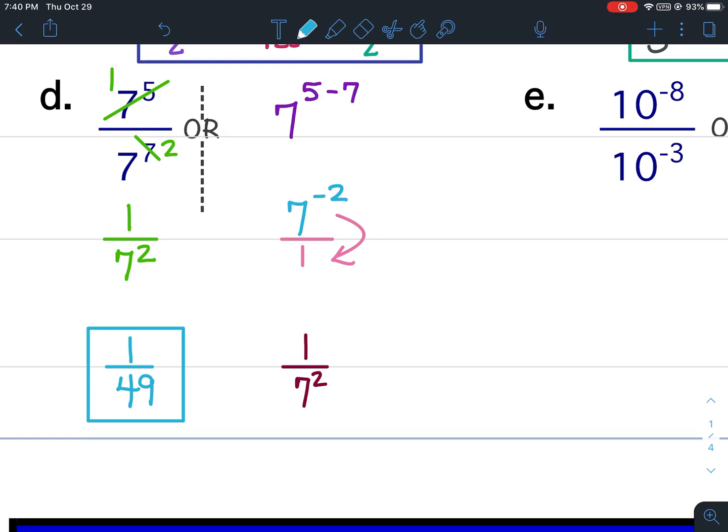Now, if you're asking me, I think it's easier to do this problem this way. All right, again, doesn't matter how you want to do it. That is up to you.